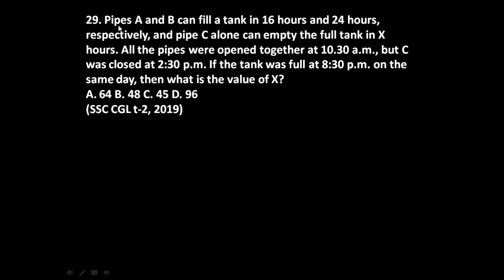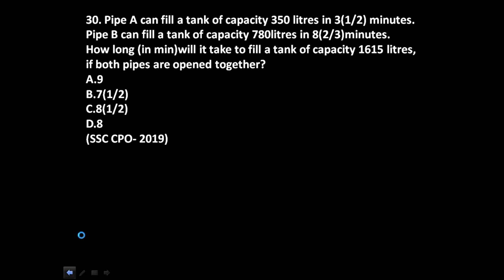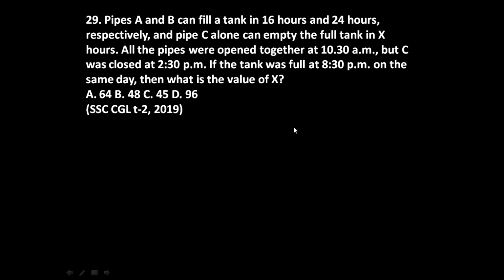Question 29 says pipes A and B can fill a tank in 16 hours and 24 hours respectively, and pipe C alone can empty the full tank in X hours. All the pipes are open together at 10:30 a.m., but C was closed at 2:30 p.m. If the tank was full at 8:30 p.m. on the same day, then what is the value of X?